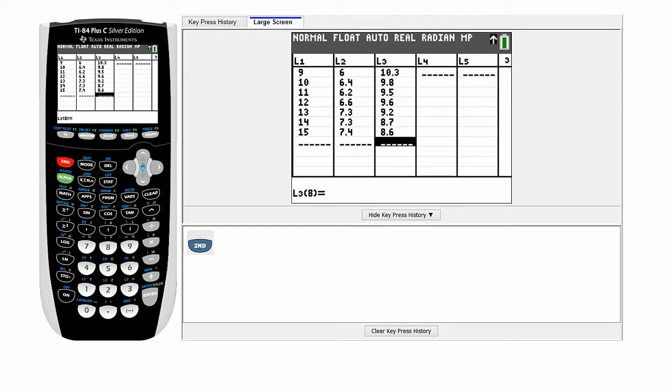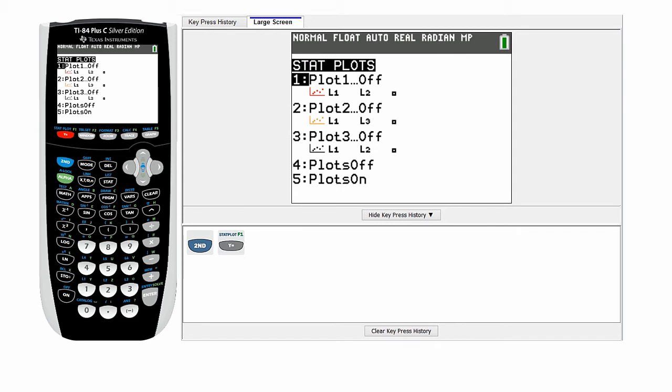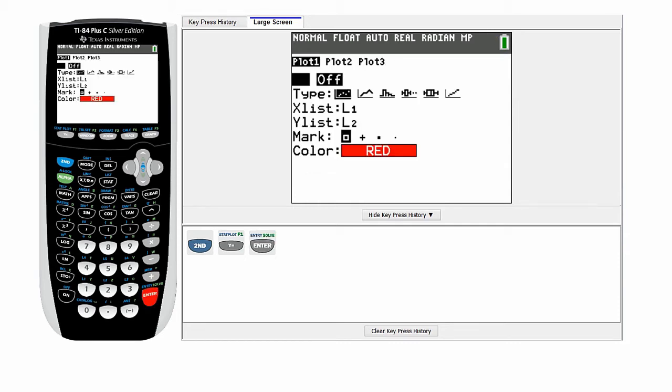Second, stat plot, which is above y equals. We want to take our first plot, plot 1, press enter. While On is highlighted, press enter, that turns it on. We do want the scattergram for the type. X list is L1, Y list is L2. This is for Continental.